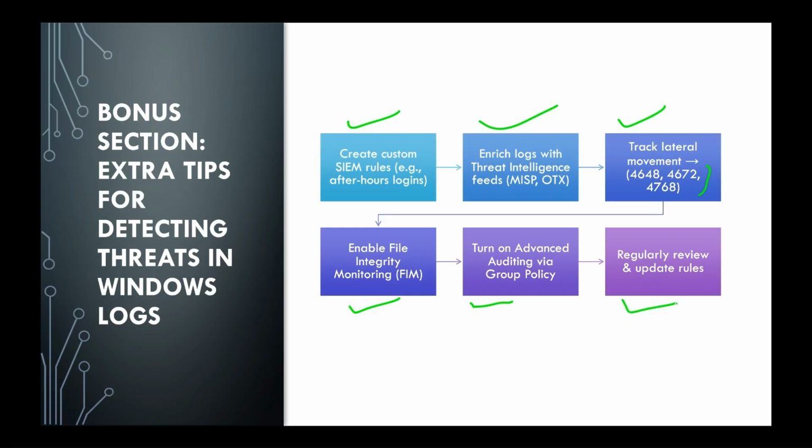Bonus tip number six, enable advanced auditing in Group Policy. Windows has a feature called advanced auditing, which allows for more detailed logging of security events. By enabling advanced audit policy configuration via Group Policy, you can capture a wealth of useful information. So this will provide more granular data in your Windows event logs, helping you catch more attacks.